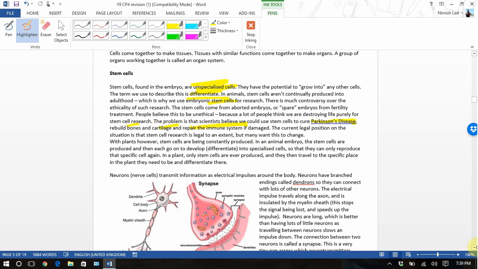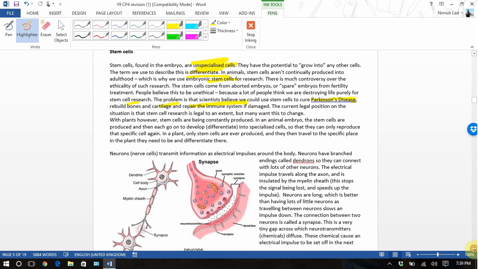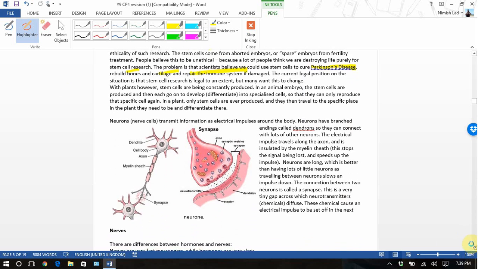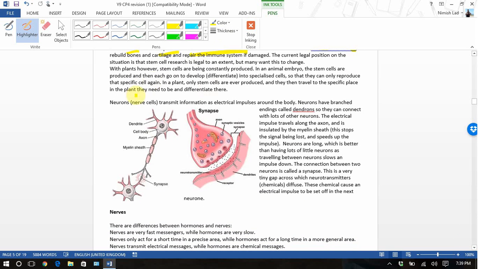Right, so moving on to the final topic, which is about the nervous system. Neurons are nerve cells, and they transmit information as electrical impulses around the body. They have branched endings, so you can see them over here, and they're called dendrons. And this is a dendrite here. They have dendrites on them. The dendrons can connect with lots of other neurons.